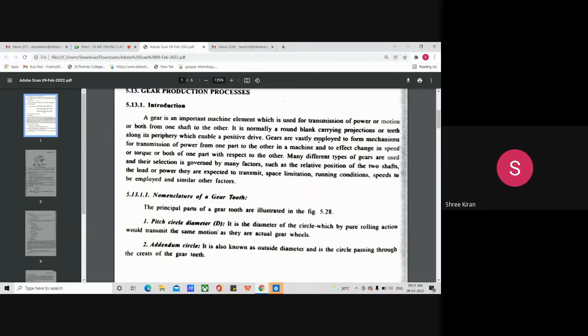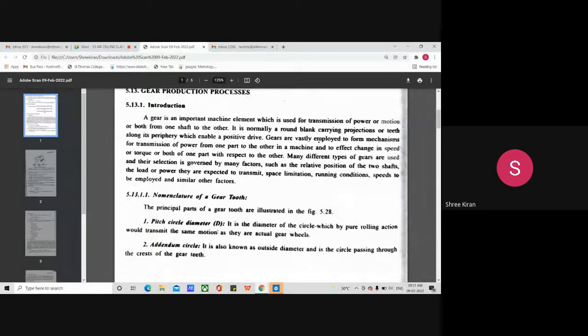It is the diameter of the circle which, by pure rolling action, would transmit the same motion as their actual gear wheels.